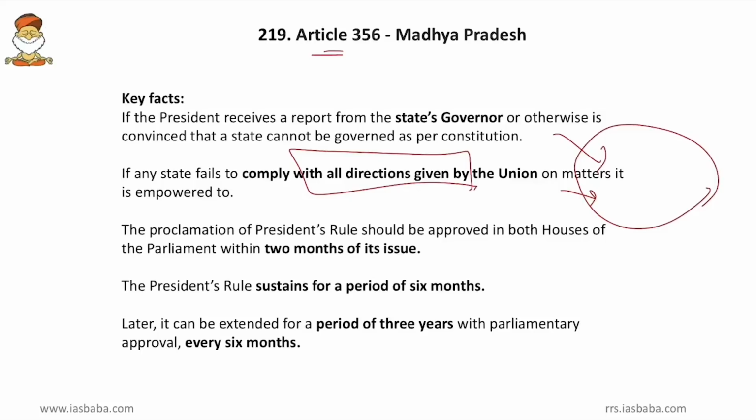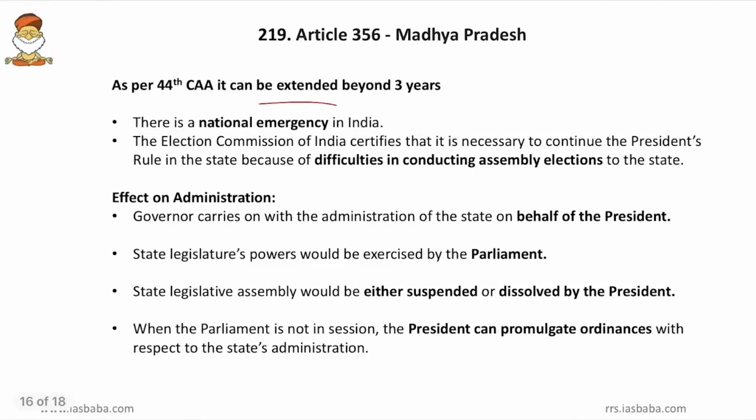Coming to the next, President's Rule sustains for a period of 6 months. That is, once the President proclaims a presidential rule, the Parliament has to approve it every 6 months. And also, a Parliament can extend the presidential rule only for a maximum period of 3 years. More than that, it cannot. And then, coming to the next, the 44th Constitutional Amendment Act says that it can be extended beyond 3 years.